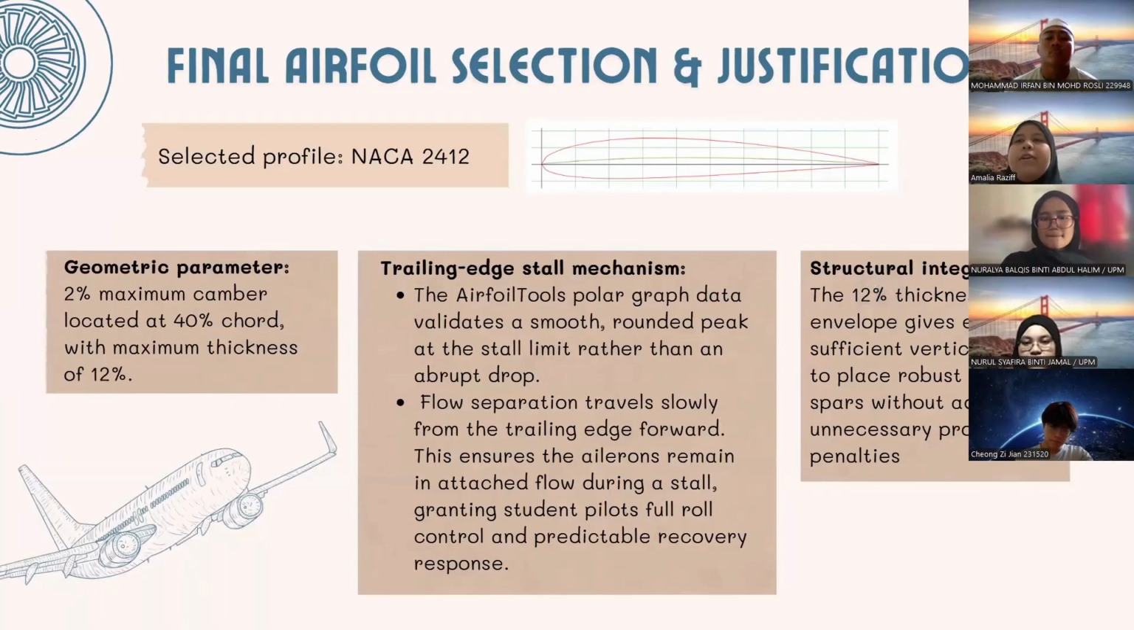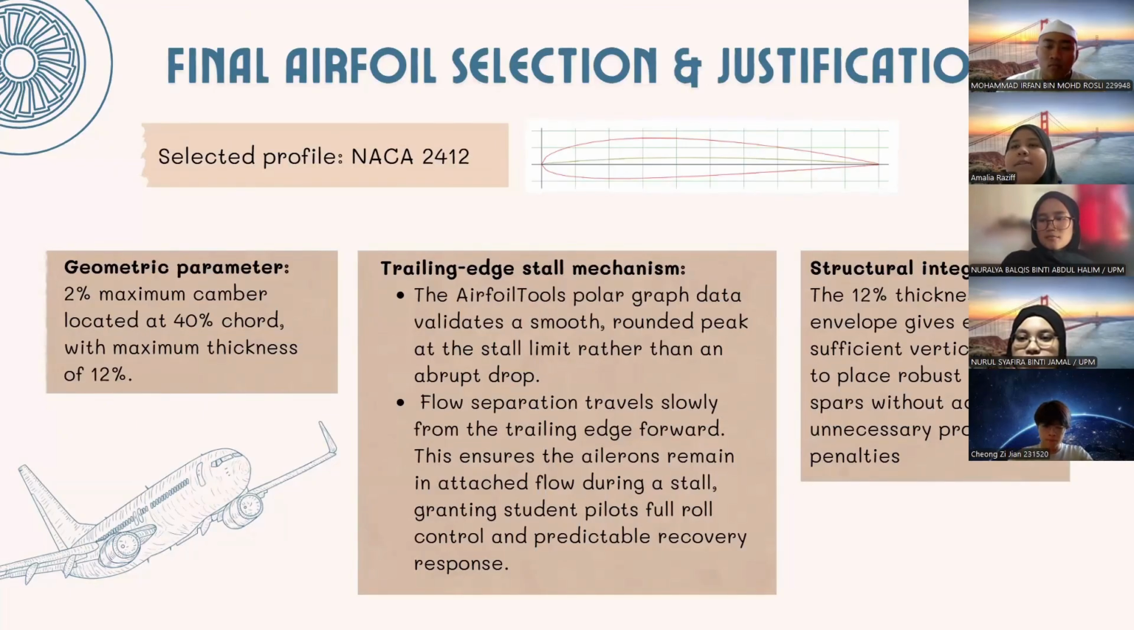Next is the final airfoil selection and justification. Looking closer at our selected NACA 2412 profile, its geometry features a 2% maximum camber and a 12% maximum thickness. This design directly validates thin airfoil theory, creating efficient lift at cruise, which is physically governed by the Kutta condition at the sharp trailing edge.